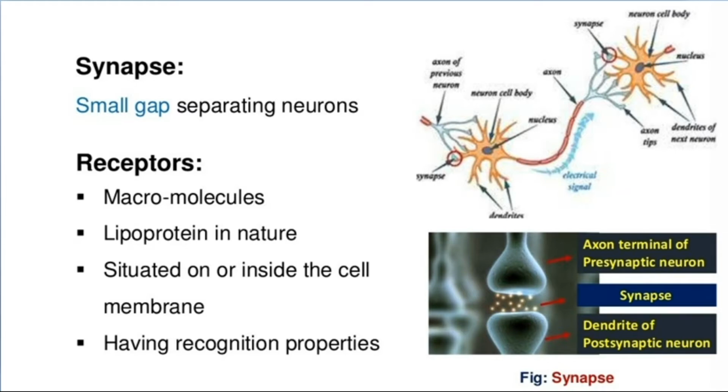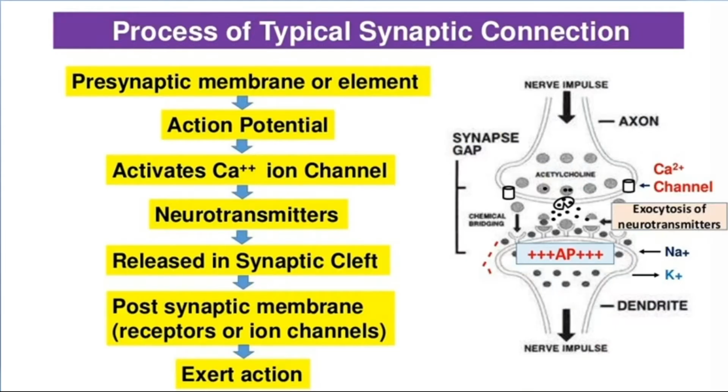You can see on the right side picture, we have a presynaptic neuron and postsynaptic neuron, and the cleft present between these neurons is known as synapse, and the receptors are present on the postsynaptic neuron, which are macromolecules, and they are made up of lipoprotein in nature, situated on or inside the cell membrane, having recognition properties, which recognize the chemical messengers secreted from the presynaptic neuron.